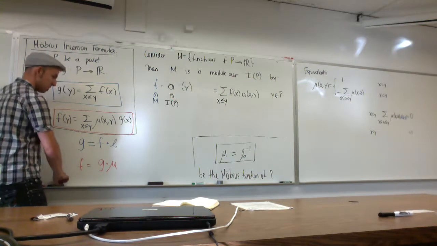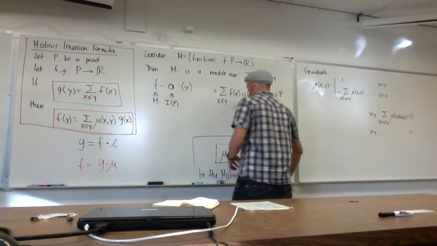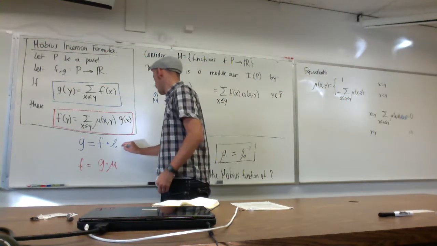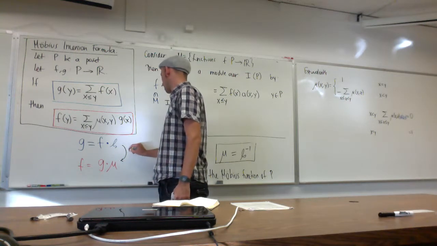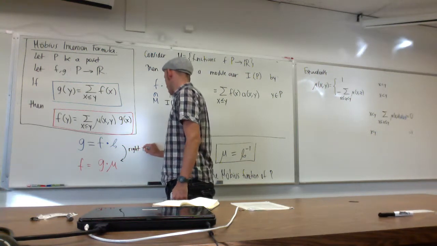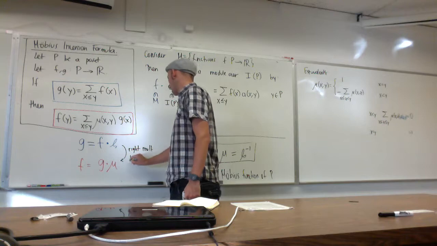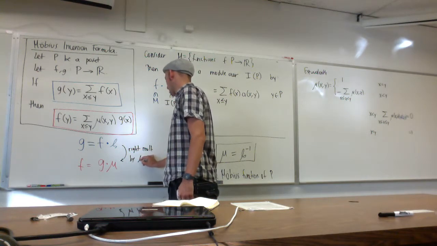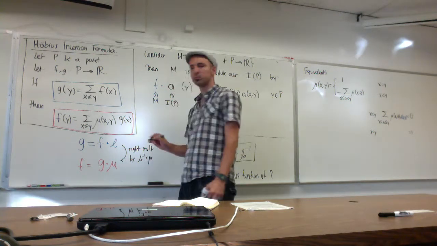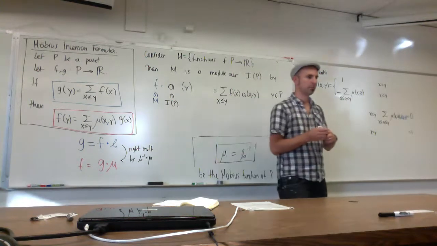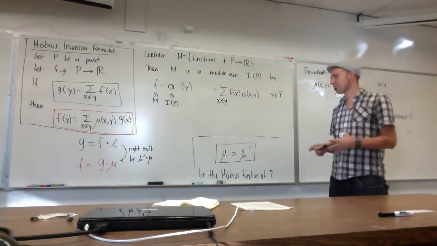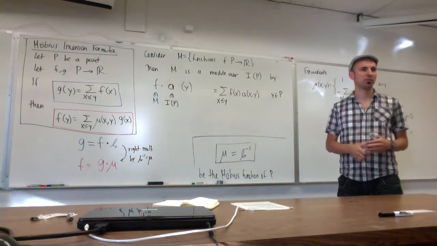So to get from here to here, you just multiply by sigma inverse, which is mu. Okay. So that's it. That's the proof.